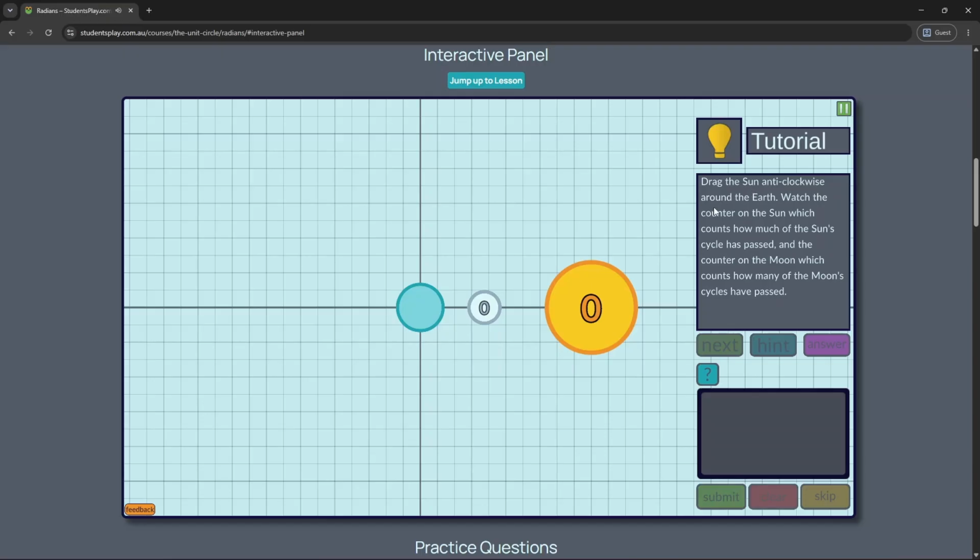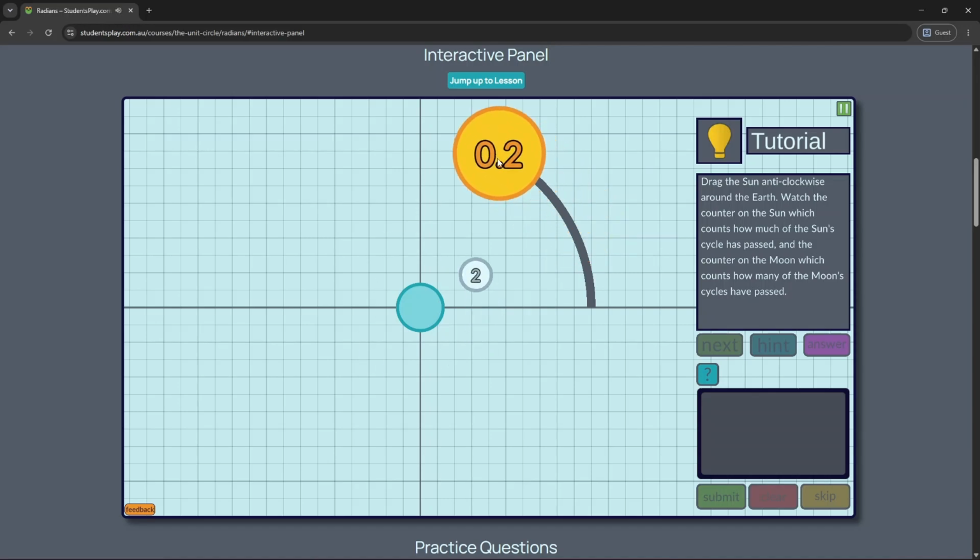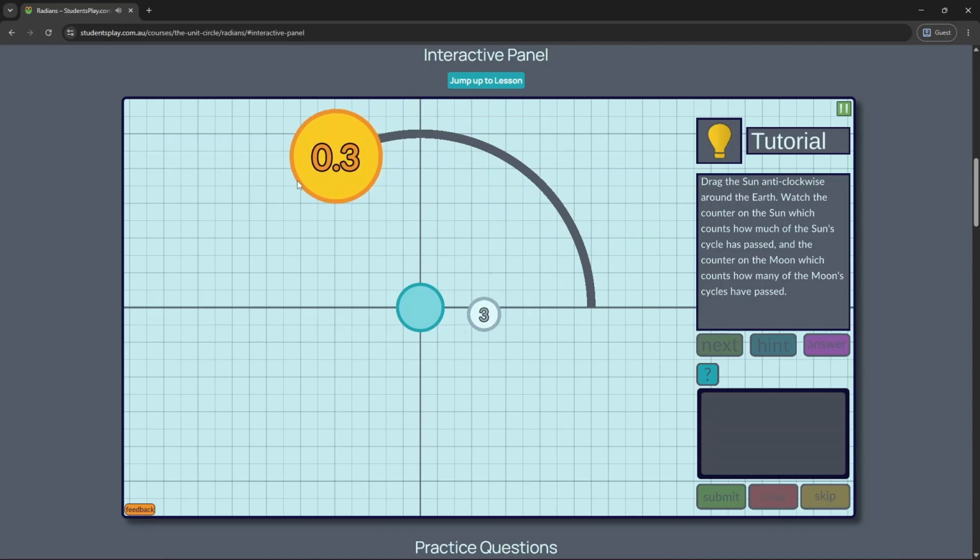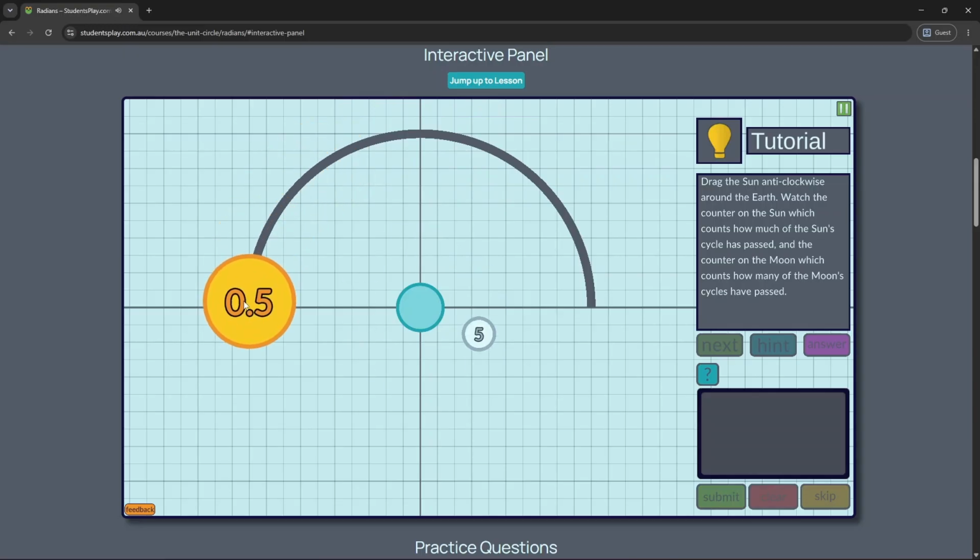Drag the sun anti-clockwise around the Earth. Watch the counter on the sun, which counts how much of the sun's cycle has passed, and the counter on the moon, which counts how many of the moon's cycles have passed. Right, so if we drag the sun like this, look how the moon is rotating much faster, and now the moon has done one cycle, one rotation. And then we keep dragging the sun, and the moon's now done 2 rotations. We'll keep dragging around, 4 rotations, 5, 6, and the moon has done 6 rotations, and the sun has only done half a rotation.